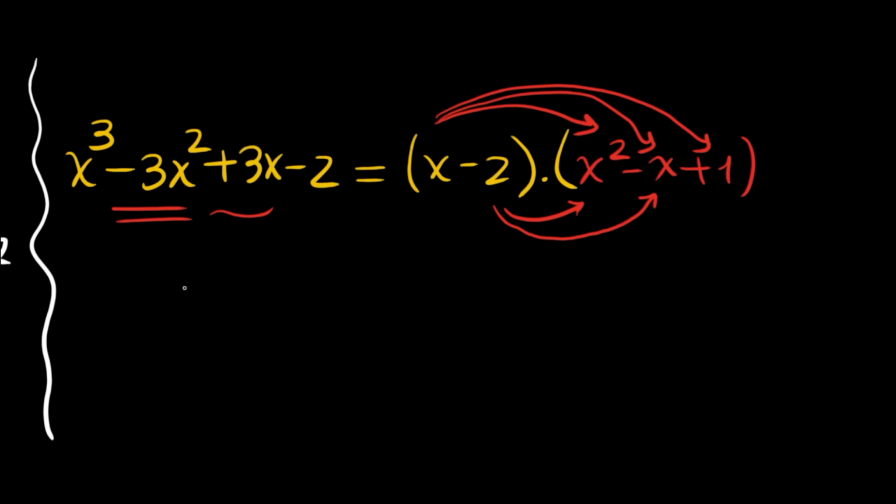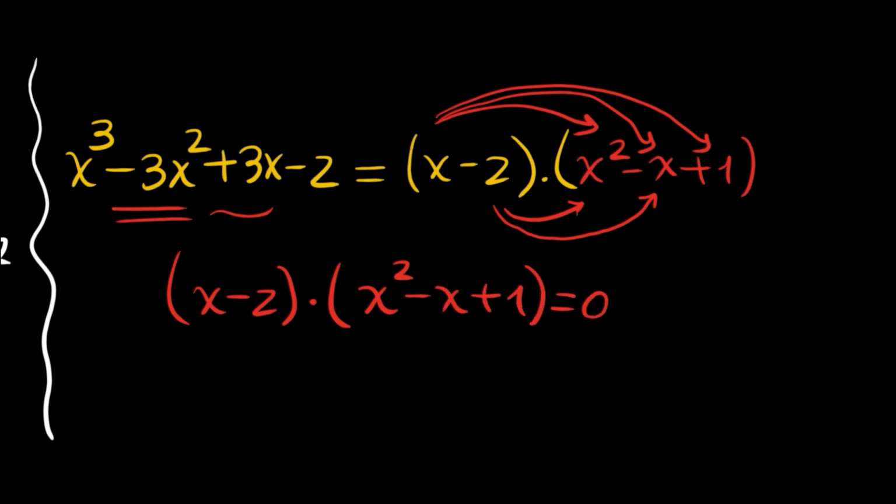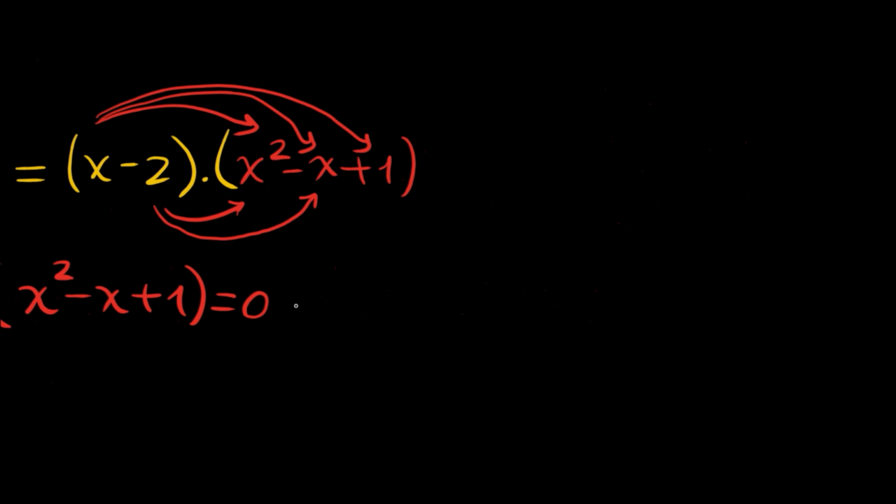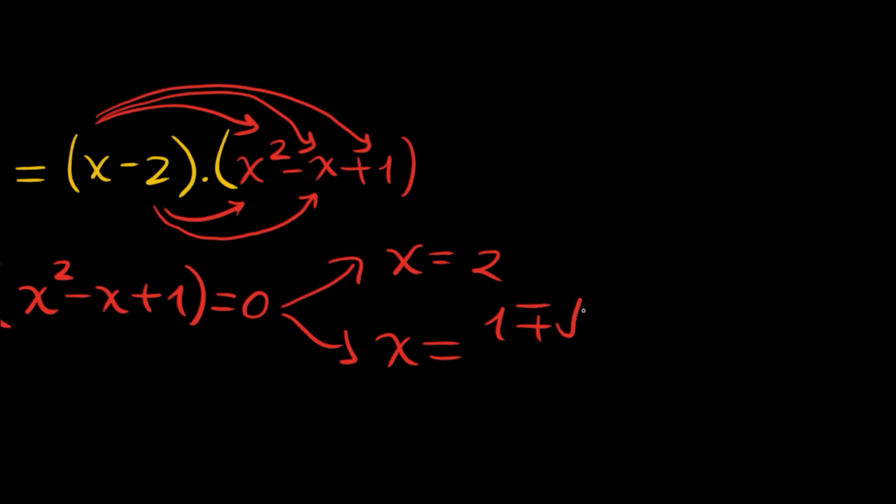So similar to the other method, we have now x minus 2 times x squared minus x plus 1 is equal to 0. So either x is equal to 2 or x is equal to 1 plus minus the square root of 3 times i divided by 2.